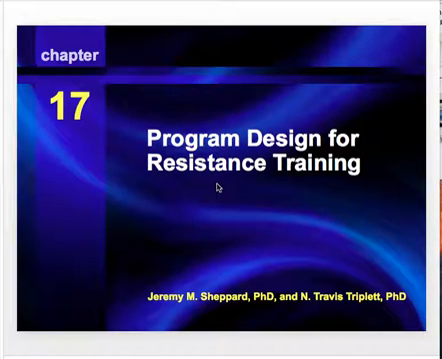A couple things that you need to look over, which are just some basic concepts when you're designing a resistance training program for yourself, are 1, specificity, 2, overload, 3, progression, and then the overall 4th is program design. Last but not least, program design.